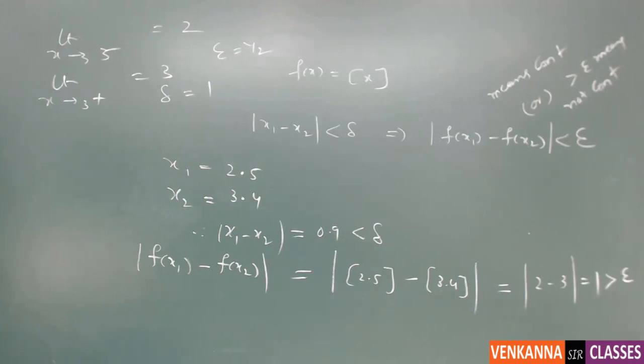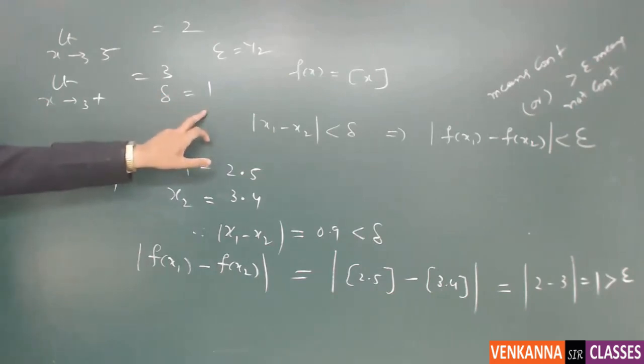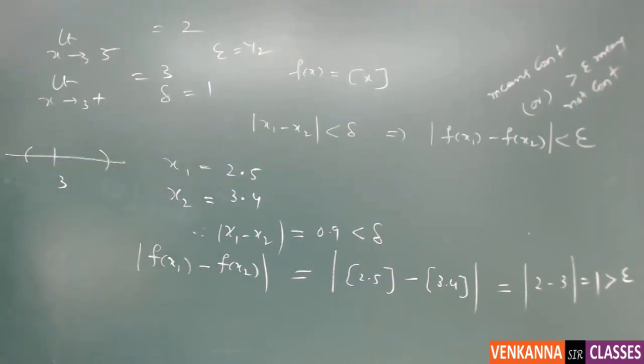So literally, if you take a neighborhood at 3, the neighborhood I have taken is 2.5, 3.4, the values with a gap of 1. So it is nothing but I have taken the neighborhood as 2 to 4. Usually we take a small neighborhood. For your convenience, I have taken this much of neighborhood. So in this neighborhood, I have taken 2 points. One point is 2.5, another point is 3.4. Literally, the gap is less than delta.